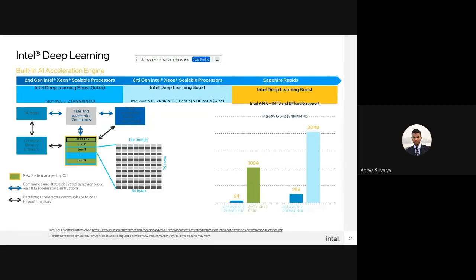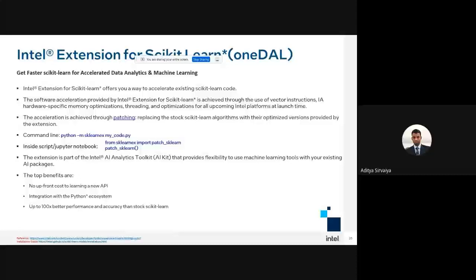So this was some low level optimizations and hardware details. Now let's come to the Intel extension for scikit-learn. It's powered by oneDAL, the oneAPI Data Analytics Library. Here, I'll just go to the code part directly.